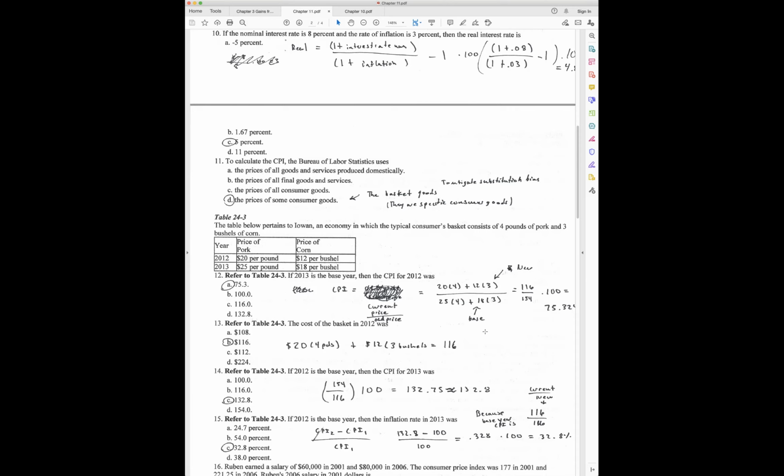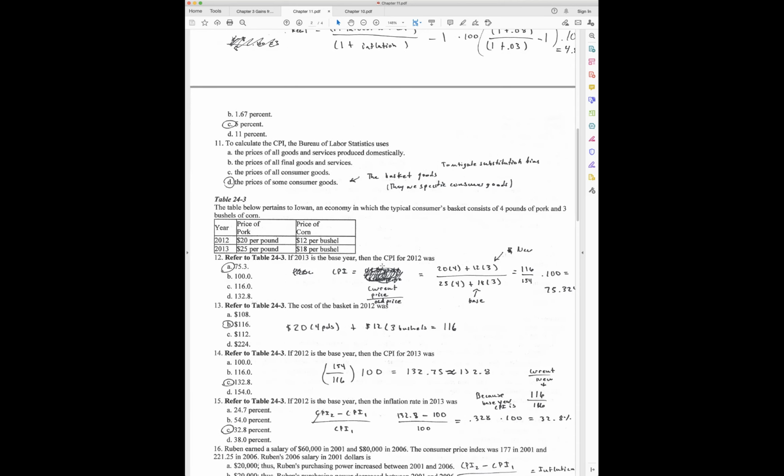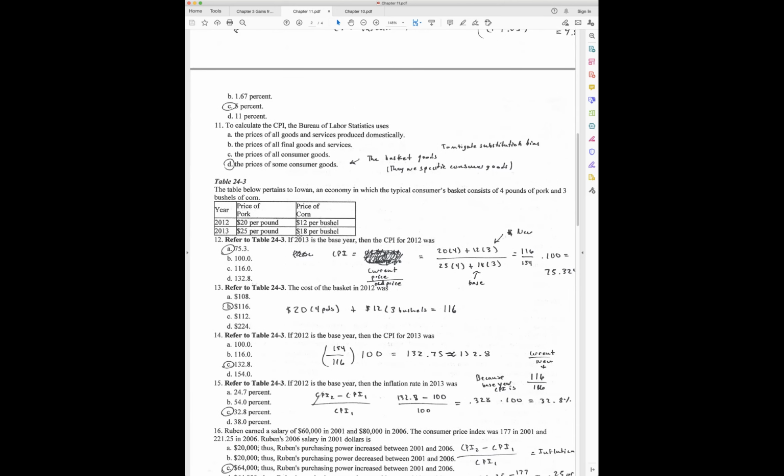So it's very similar to the GDP deflator. The GDP deflator was using nominal and real GDP, but in essence, you're just following this formula and multiplying by 100. And that's how you're going to get the CPI if they ask for 2012 and the base year is 2013. So sometimes they might flip it around on you a little bit.